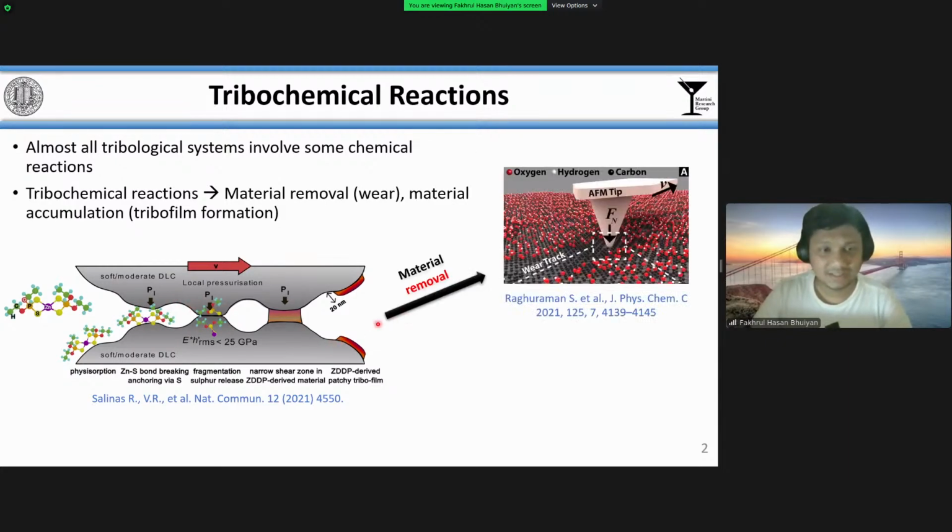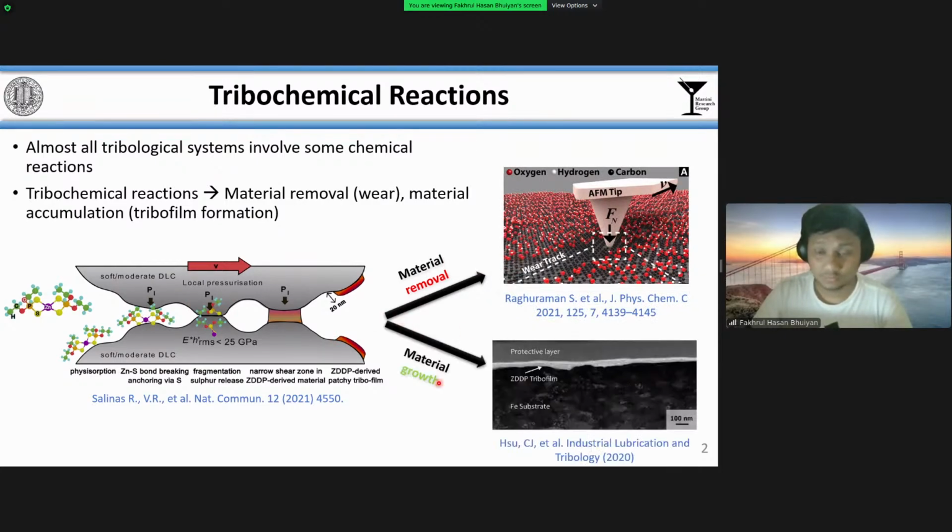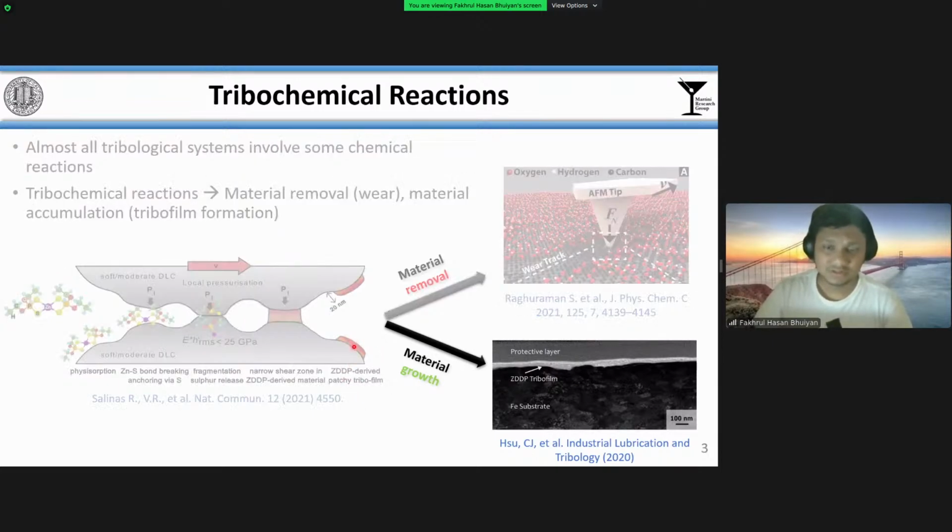Such tribochemical reactions can lead to either material removal or wear, or material accumulation, such as tribofilm formation. Many of these reactions, in fact, do not happen naturally without the application of sliding motion. Tribofilm formation specifically has been shown to be driven by mechanical stresses. And tribofilm is critically important for the efficient function and durability of machine components because it reduces wear and friction, especially in the boundary lubrication regime.